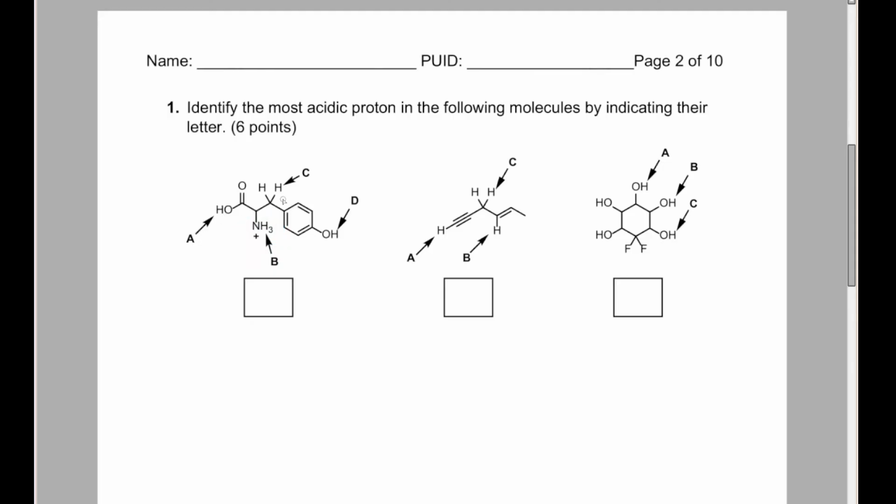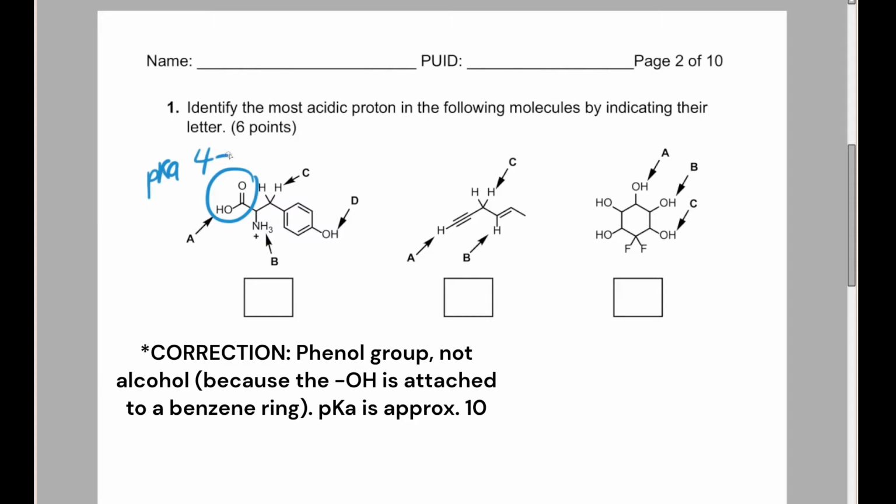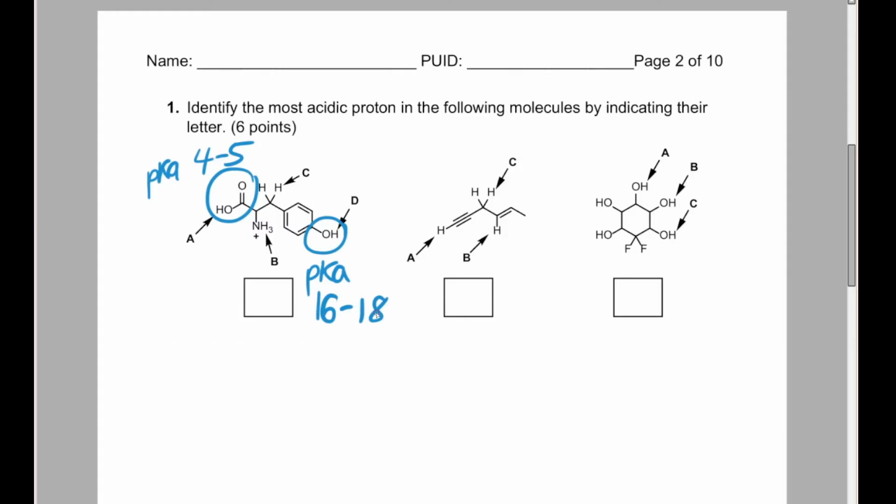But looking back at A and D, between A and D, the most acidic proton would be A because A belongs to a carboxylic acid group, which has a pKa of around 4 to 5, whereas D only belongs to an alcohol group, which has a pKa of around 16 to 18. And obviously, when we're considering pKa, the lower the pKa, the more acidic the proton is. So A is the more acidic proton in this case.